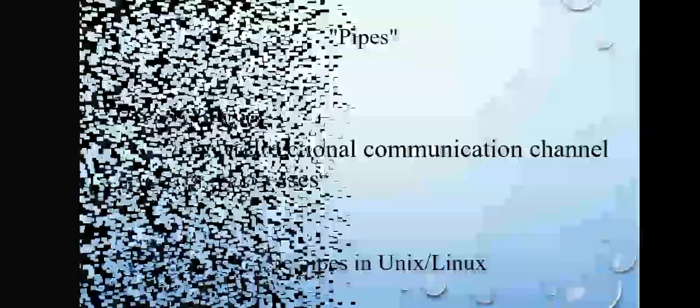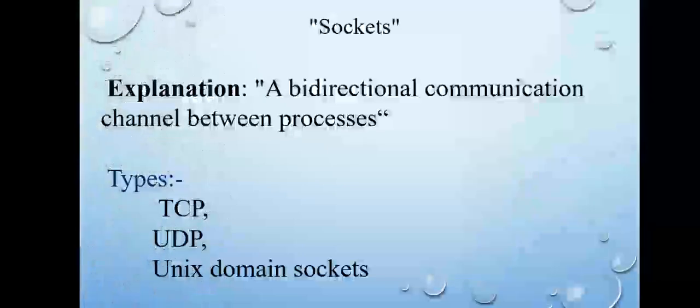Next, sockets. Sockets allow bidirectional communication between processes over a network. The client server model is an example of sockets, because a web browser communicates with a web server using TCP sockets. The types of sockets are stream sockets and datagram sockets. Stream sockets provide reliable communication. Datagram sockets use UDP, which is faster but less reliable.